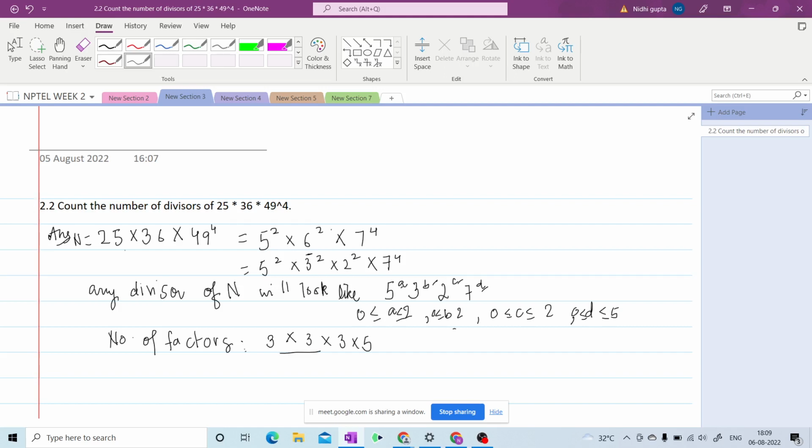Madam, 7 power 8 is there, since it is 49 power 4. Oh sorry, yes, you're right. Thank you. It is 7 square into 4, so this is 7 raised to the power 8. And this should be 0 to 8, so this is 3 into 3 into 3 into 9. Thank you so much, you're right.